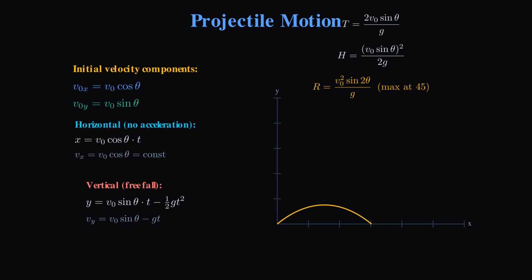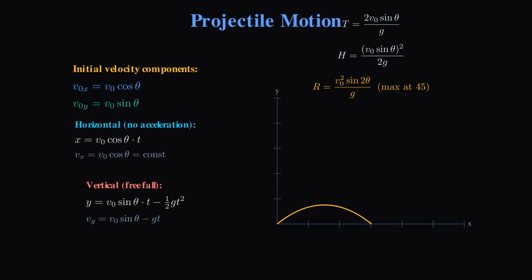R equals v naught cosine theta times 2 v naught sine theta divided by g. Using the trigonometric identity, 2 sine theta cosine theta equals sine of 2 theta. R equals v naught squared times sine of 2 theta divided by g. This range formula contains a beautiful geometric result.